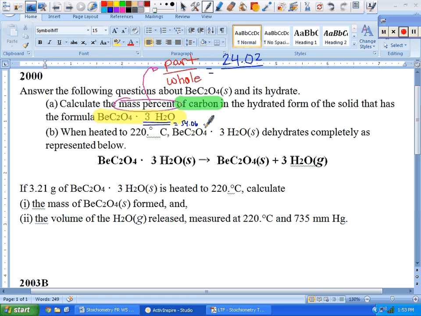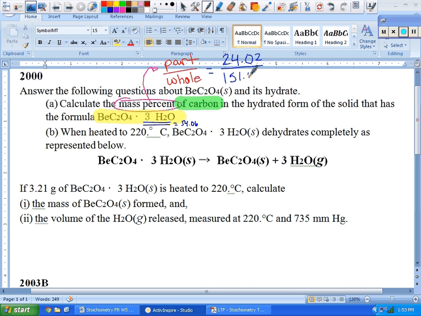Okay, here's another question. Even though I'm looking for carbon and I already have 24.02, do I still have to include that 24.02 in the total mass? Yes, please don't leave that out. And beryllium is 9.01. So the total mass of this thing is 151.09. And then we're going to multiply it times 100.